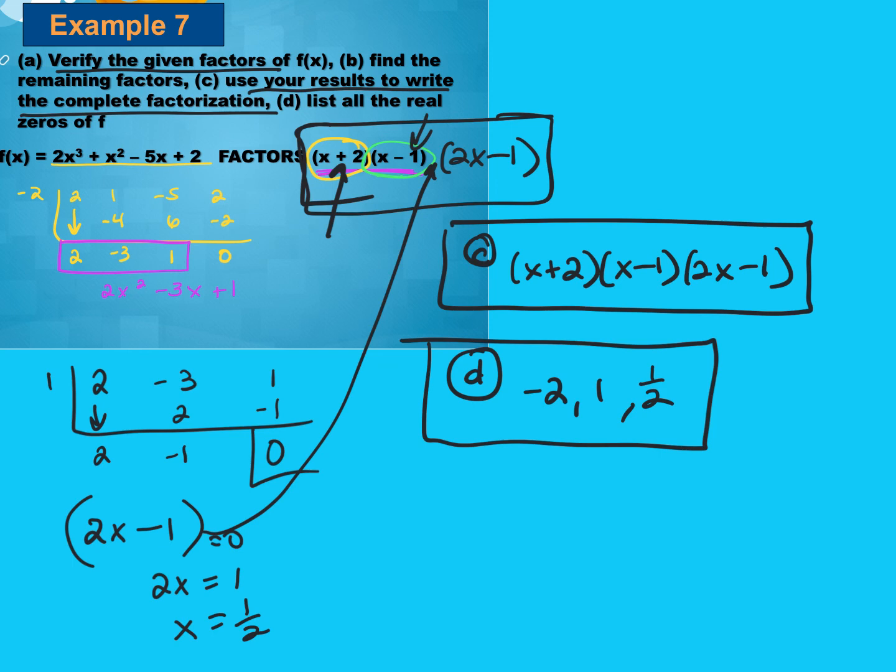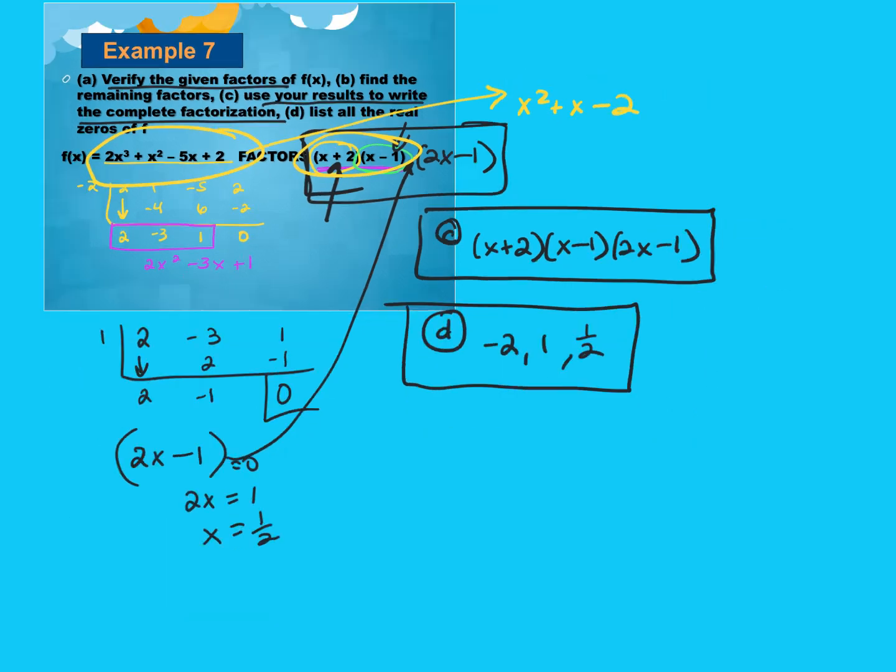That is one method. I think it's the easiest method, so that's why I teach it first, but it is not the only method. Like Matt said, can I take these two and FOIL them out? I'd get x squared plus x minus 2, and then divide this by that. And the answer is absolutely. If you do that, x squared plus x minus 2, divided into 2x to the third plus x squared minus 5x plus 2, this would be 2x, multiply it times all three.